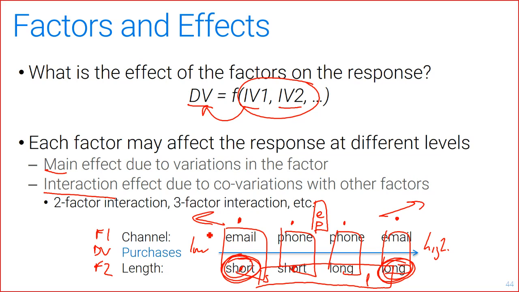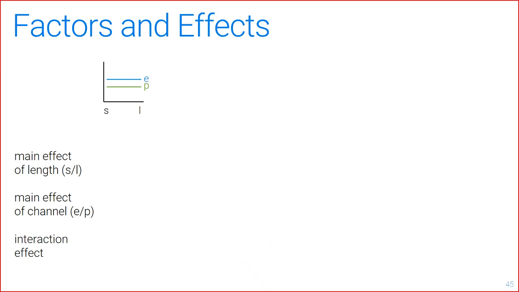Let me give you another example. So let's say that here we have the length and here we have the channel. So in this case, we see that short messages on average are around there. Long messages on average are around there. They seem to be the same. This over here is the response, by the way. So on average, the difference between short and long seems to be 0. So there's no main effect of the length here.